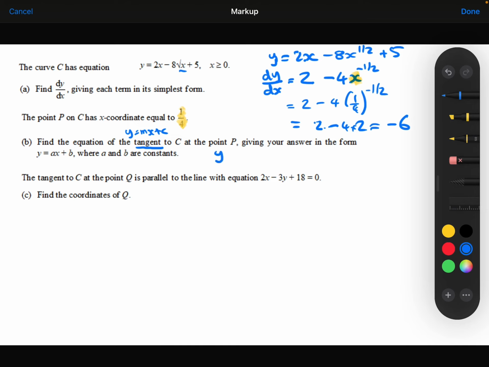So I can say y equals mx plus c. I now need to substitute the coordinates that this line goes through. I know it passes through the x coordinate 1/4, but I'd like to know what the y coordinate is when x is 1/4. So if I substitute 1/4 in here, that's going to tell me what the y coordinate is at that point, which is 1.5, or 3/2.